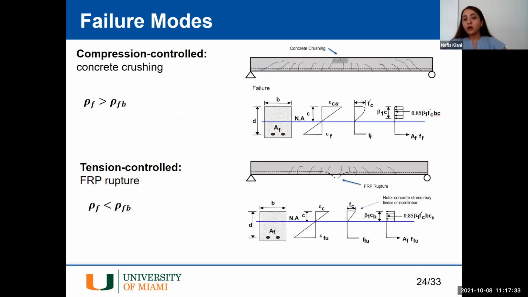The failure mode could be compression control, which starts by the concrete crushing when the reinforcement is greater than the balanced reinforcement, and it could be tension control, which starts by the FRP rupture when the reinforcement is less than the balanced failure. The theory of using the stress-strain curve to compute the tension force and the compression force in the member, or using compatibility strains, is the same. The theory is the same, but the mechanical properties and some design considerations are different for the FRP bars.